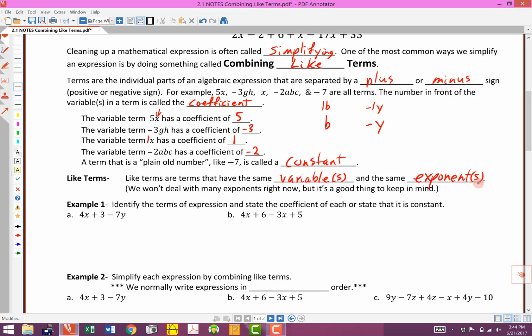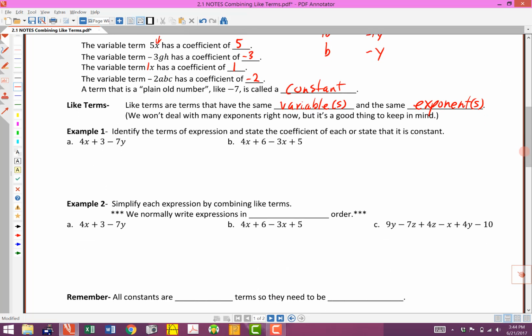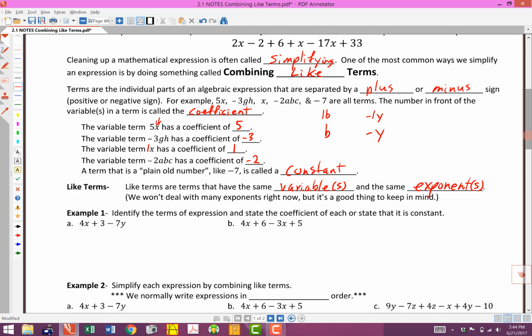Now, we're not going to deal with a ton of exponents, but we will deal with a few. And hopefully you've heard of exponents before. If not, we can spend some time going over that and making sure everybody's on the same page. But let's take a look at these first problems right here. And as we go through these, I want you to keep the vocabulary in mind. So we've got coefficients, that's the number in front of the variable. A constant is a plain old number. Terms are separated by plus and minus signs, and if we have like terms, they have to have the same variable or variables and the same exponent or exponents.